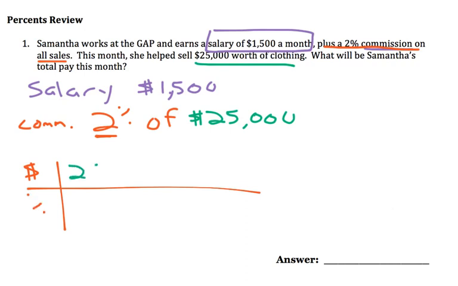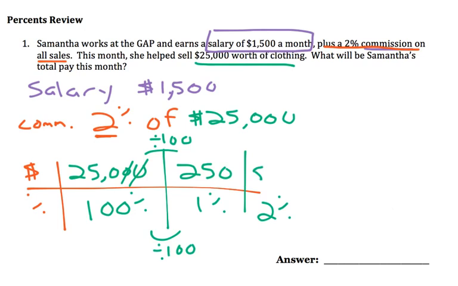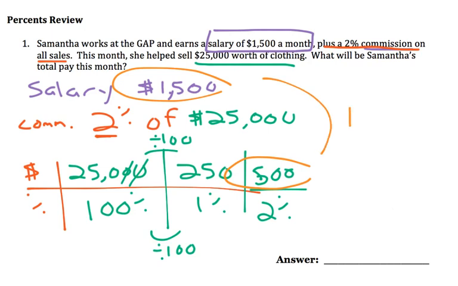So we have $25,000, and that would be all of it. She's not going to get to keep all of it. If you divide by 100, that's like getting rid of 2 zeros, which would be $250, and that's 1%. And then just double that and you'd get $500 as 2%. So she's going to get this much salary no matter what, and $500 on commission. And if you add those two together, you should end up getting $2,000.